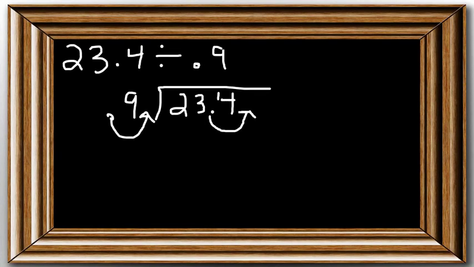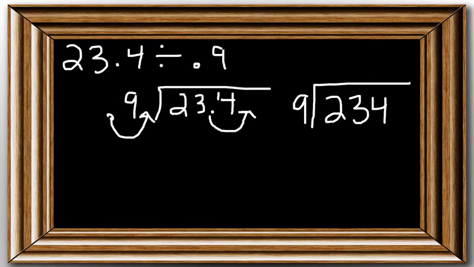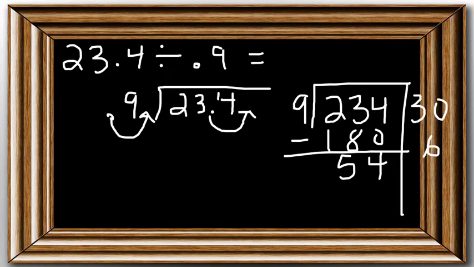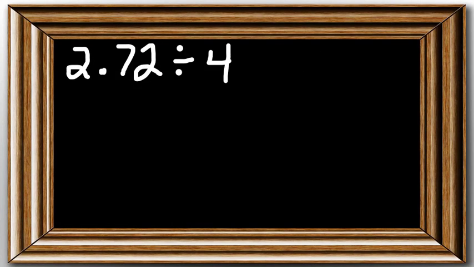So this time I didn't need to put a 0 because there was a number there already. So now I say how many times does 9 go into 234, and that's my new problem. I don't have to do anything else. So when I solve, my answer is 36. I always start by setting up my problem so that it's easier to see what I'm doing.